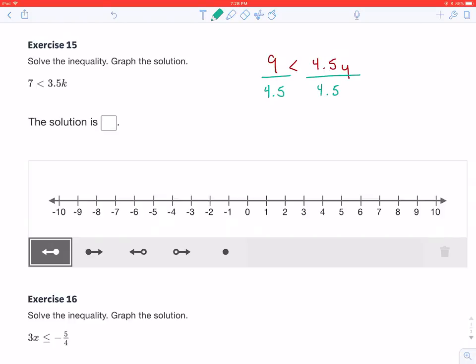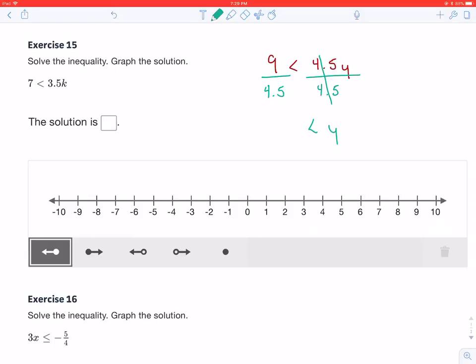Which means I'm going to divide the 9 by 4 5/10. 4 5/10 y divided by 4 5/10 leaves you with just y. We're dividing by a positive number, so the sign is going to stay the same. If it was negative, we would flip it. And then 9 divided by 4 and 5/10.